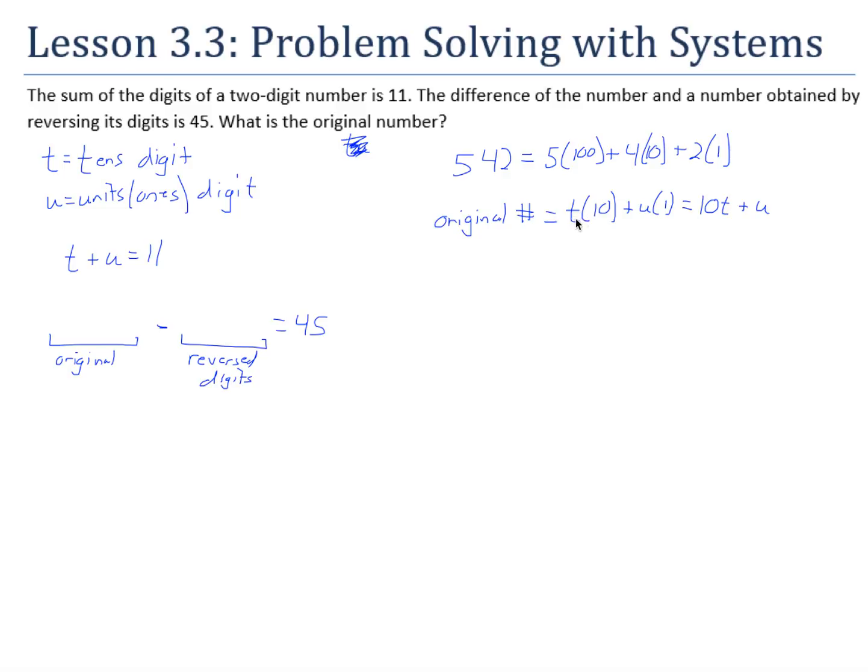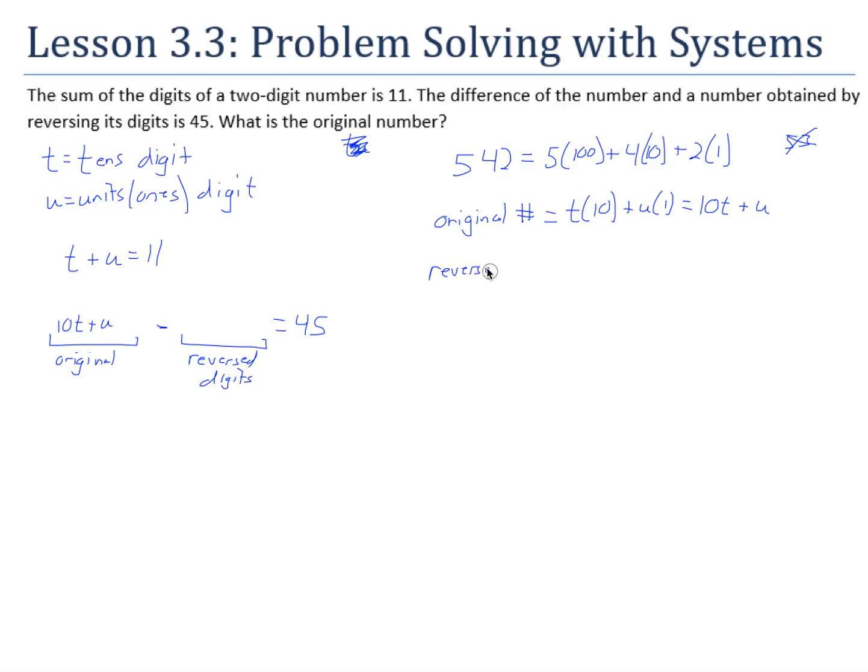All right, so this one right here is our original number. It's 10 times the tens digit plus u, which makes sense. Our number is not 53, but if our number was 53, it would be 5 times 10, which is 50, our tens digit, plus 3 times 1, which is just 3, so 50 plus 3 is 53. So our original is 10t plus u. Well, we want to reverse the digits.